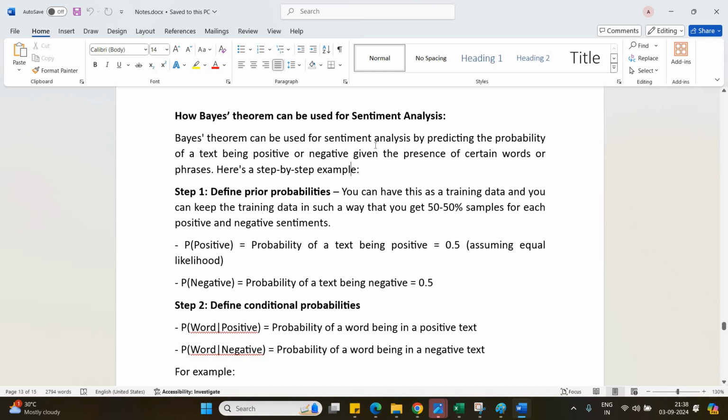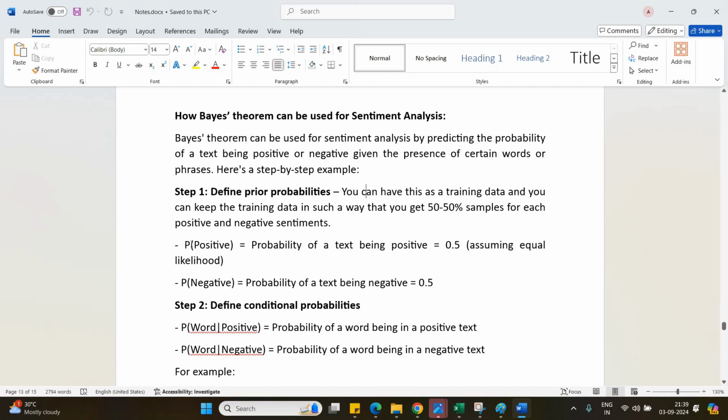So Bayes theorem can be used for sentiment analysis by predicting the probability of the text being positive or negative given the presence of certain words or phrases. And here is a step-by-step example. You will have some kind of training data. In the training data, you can divide the data to have 50% of the samples with positive sentiment examples and 50% with negative sentiment examples.